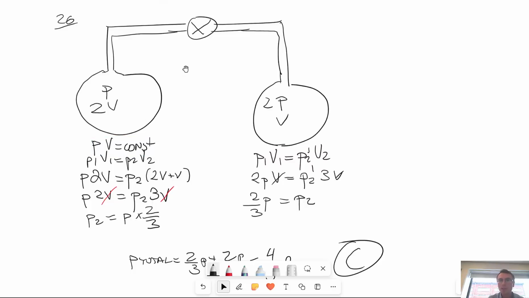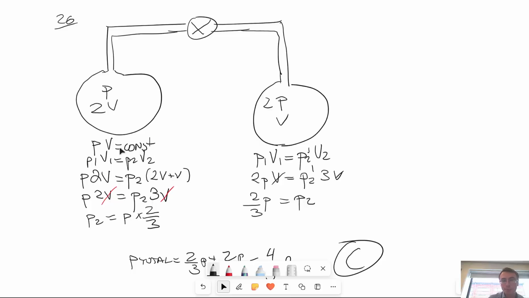Now, after the valve is open, suddenly we're going to have 3V of volume available. The easiest way is just to ignore one of the containers first of all. So let's just say that we open up the valve and only this one here kind of expands through it to the other one. What will happen to the pressure?